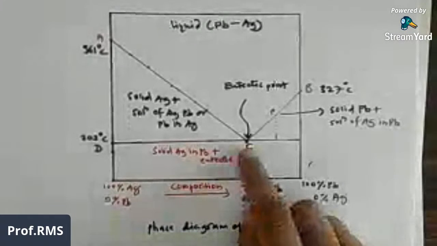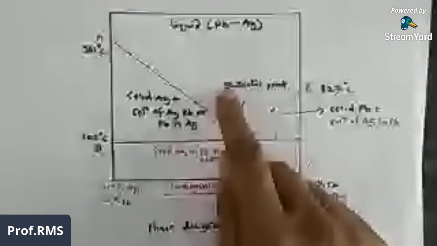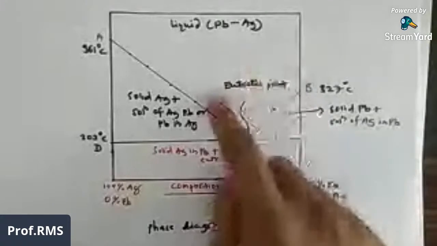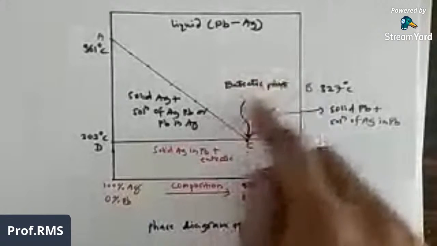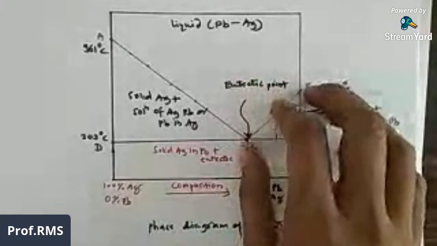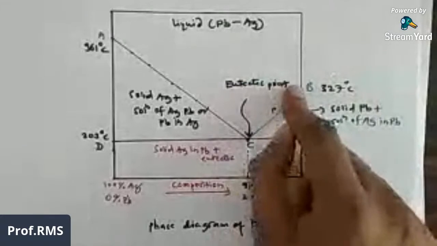So what is actually this point? This point is known as the eutectic point. What is this point? It is the eutectic point. You just highlight this point, one of the important concepts, and the question is always asked on this point, the eutectic point. Now let me explain what the eutectic point actually is.